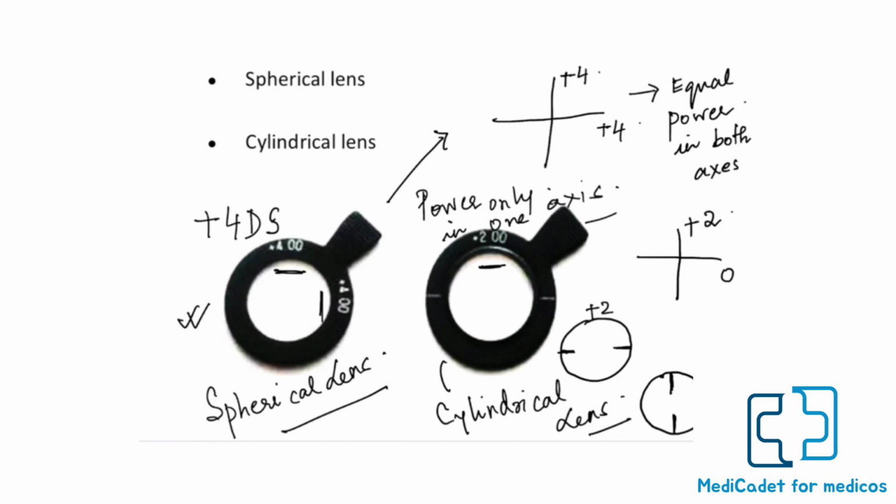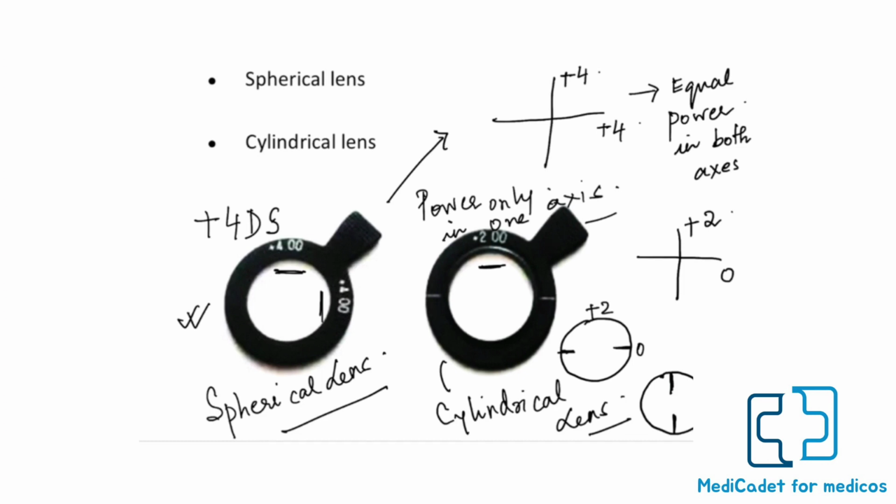Okay, so you can have plus cylindrical lenses and spherical lenses. Similarly, we will have minus cylindrical and spherical lenses also. So the basic classification of lenses is into plus and minus, that is convex and concave, and further they are divided into spherical or cylindrical depending on whether they have power in both the axes or only in one axis. In a spherical lens, the same power will be there in both the axes, whereas in a cylindrical lens, there will be power only in one axis. So one axis will have power and the other axis will have zero power, or no power.